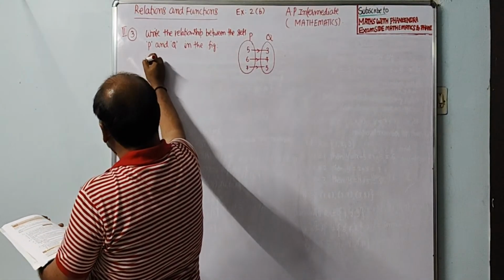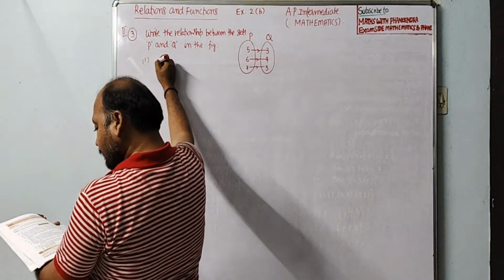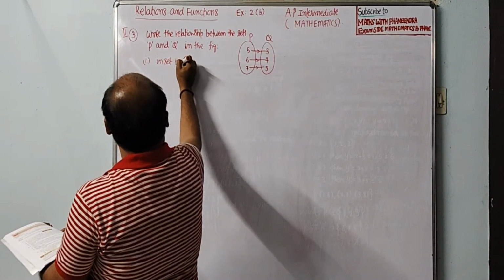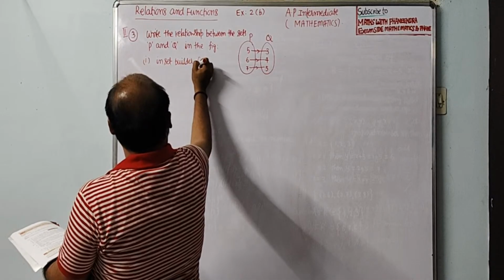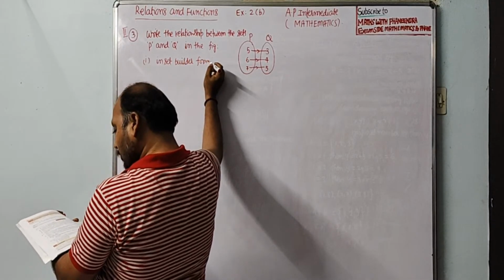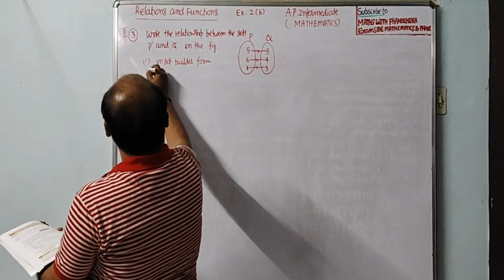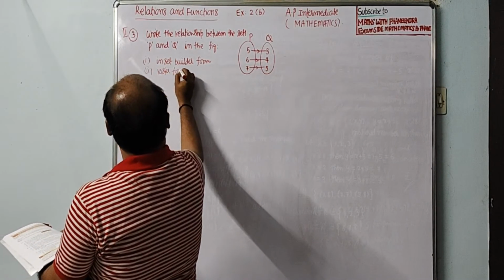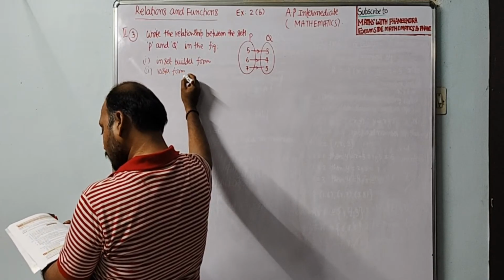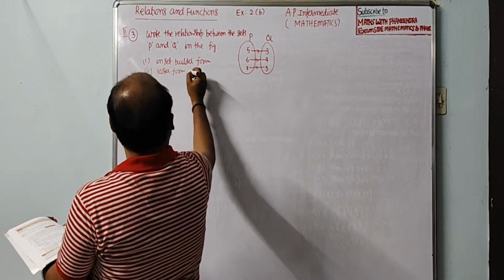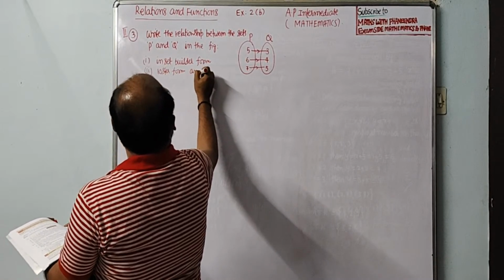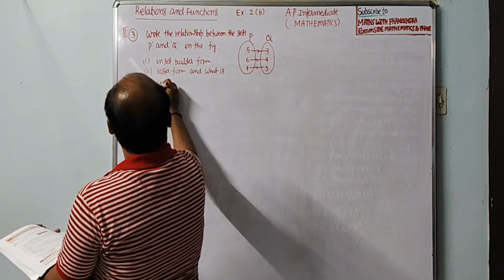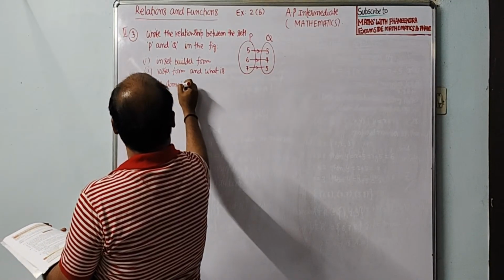First one is in set builder form. Second one is roster form. What is its domain and range?